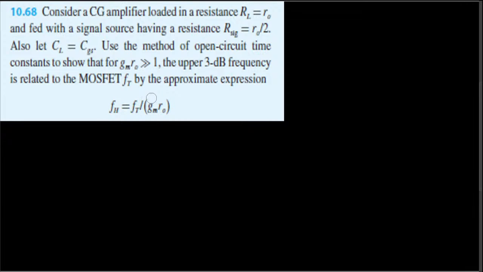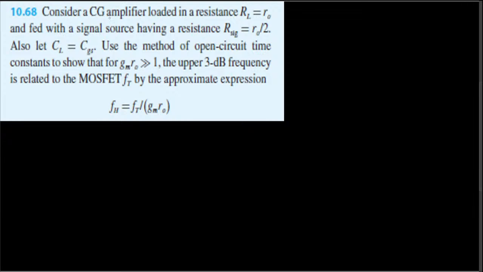gmro. Okay, so here the question is asking us to prove this. We have to prove that Fh is equal to Ft divided by gmro when RL is equal to RO, Rsig is equal to RO divided by 2, and CL is equal to CGS. Here we are going to use the open circuit time constant method to do this. First of all, let's look at the circuit.